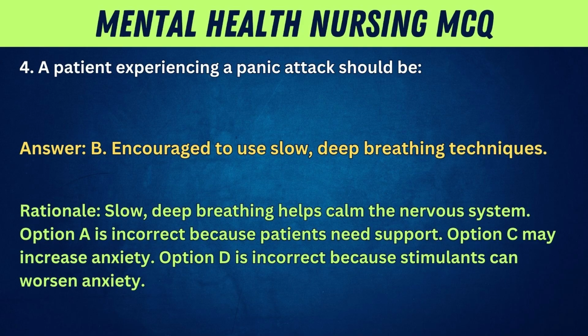Rationale: slow, deep breathing helps calm the nervous system. Option A is incorrect because patients need support. Option C may increase anxiety. Option D is incorrect because stimulants can worsen anxiety.